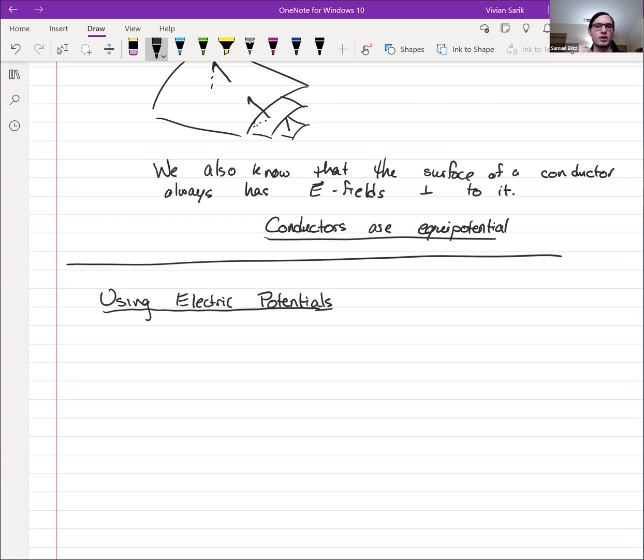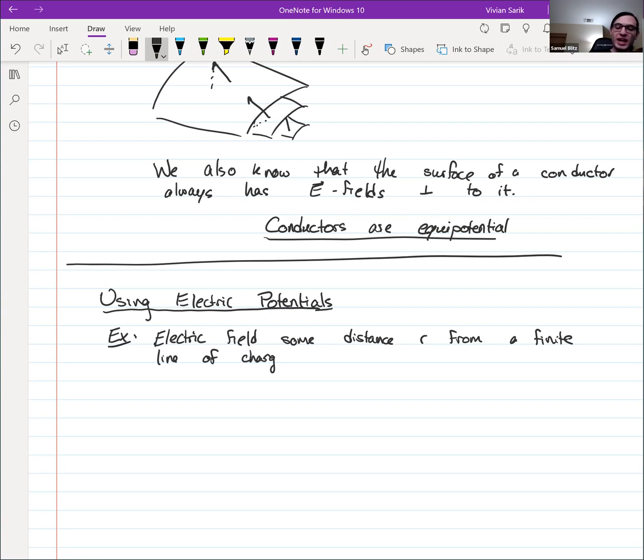on the second lecture of the quarter, where we did the electric field some distance r from a finite line of charge. So we did that example before, and it was kind of messy.